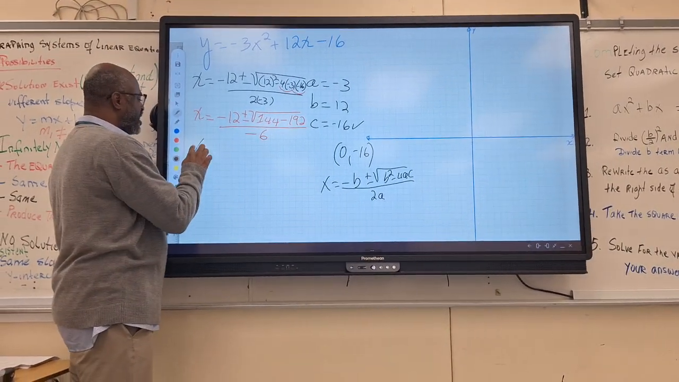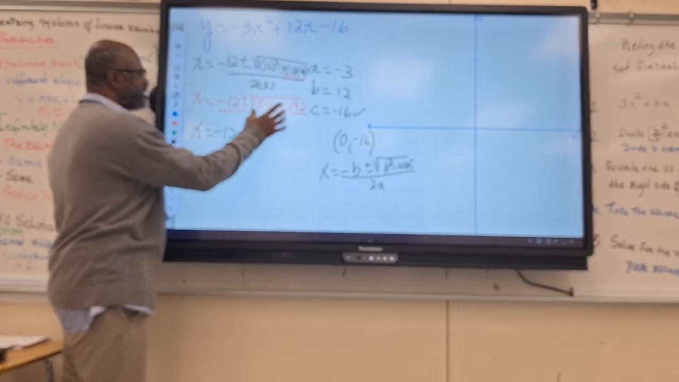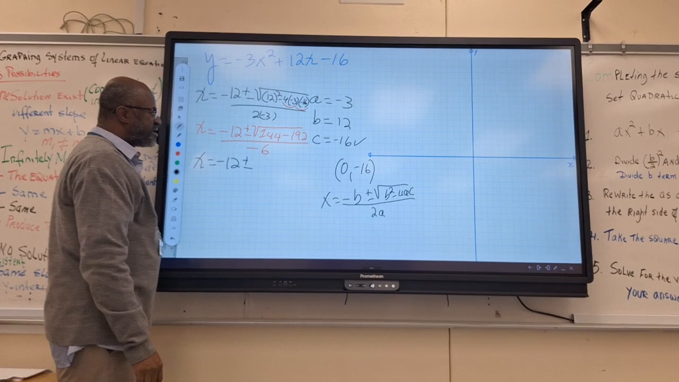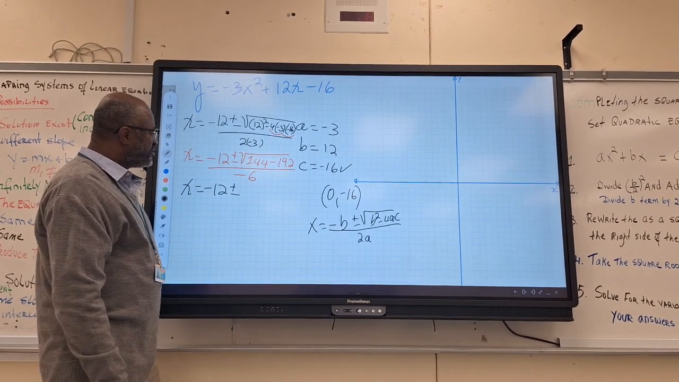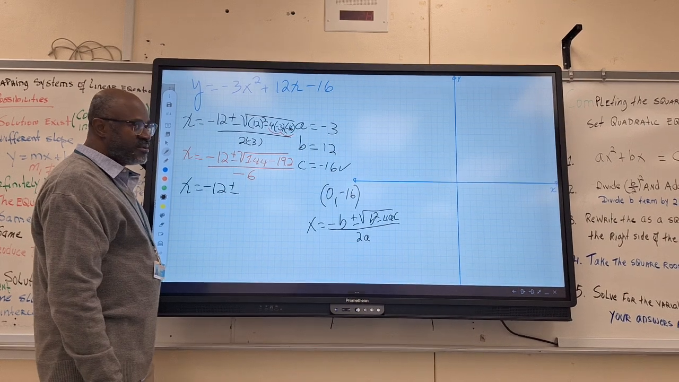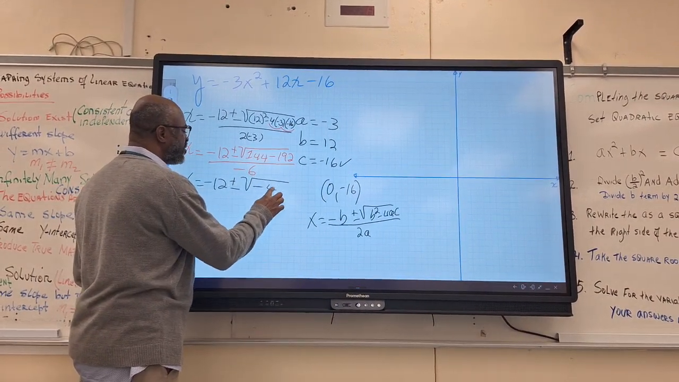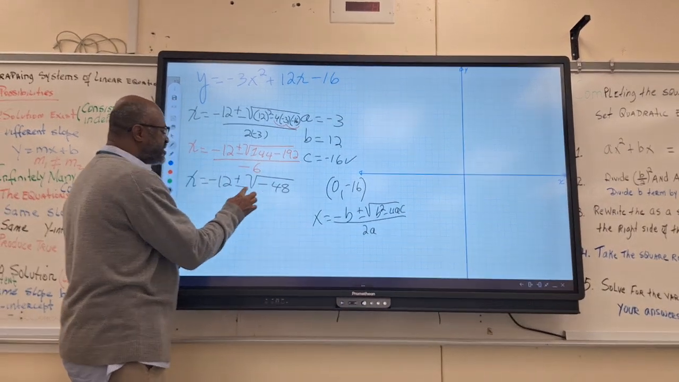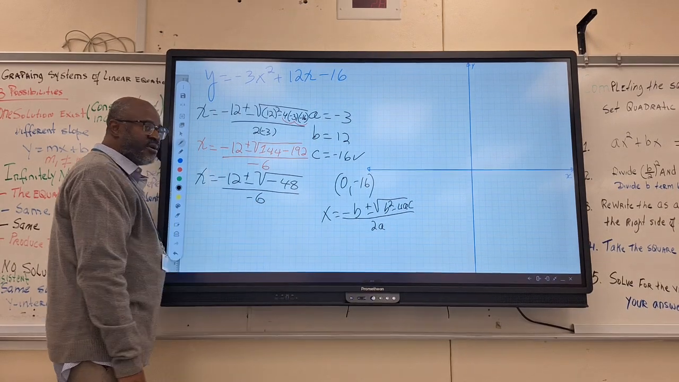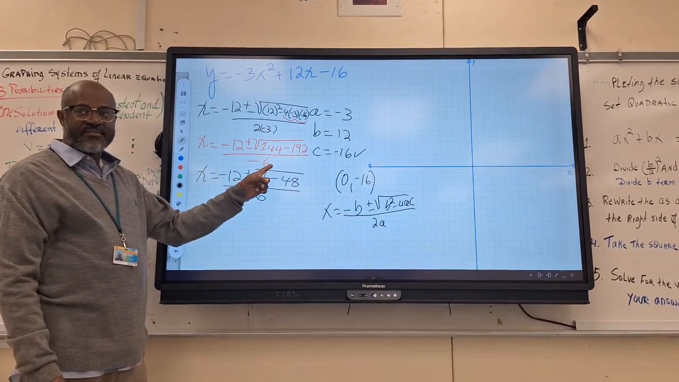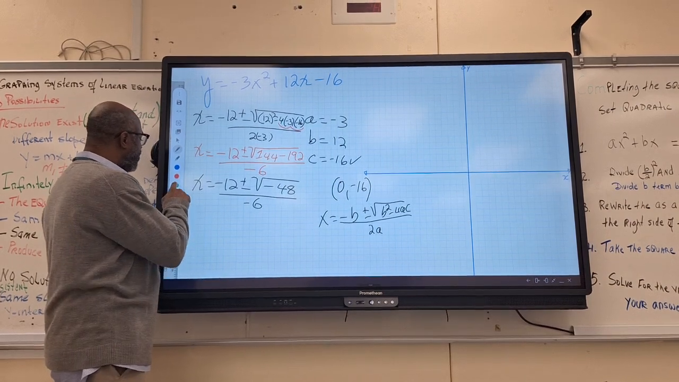So you will end up with x equals minus 12 plus or minus. Then you do the math inside the radicand. What is 144 minus 192? Negative 48. That should give you a red flag because this is negative. This is telling you no matter what you do, you will not find an x-intercept. So that's one of the things you need to be aware of.